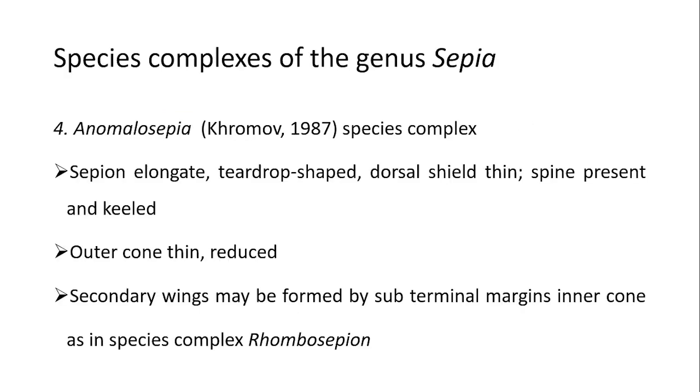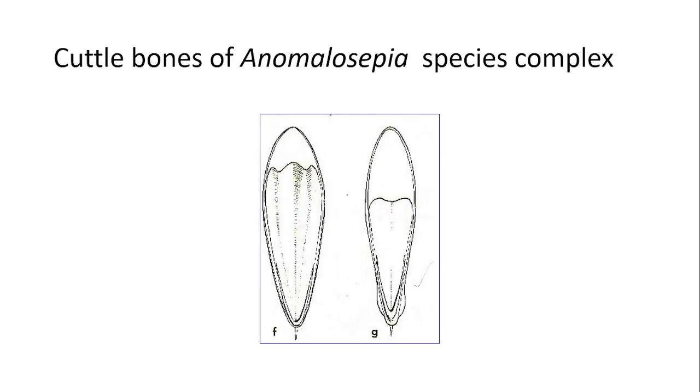Next, we move to the fourth complex, known as Anomalosepia. This was discovered by Khromov in 1987. The sepium is elongate, the dorsal shield is thin, and spines are present and keeled. The outer cone of the thin is reduced. Secondary wings may be formed by the subterminal margin. The inner cone is as in the Rhombosepion species complex. This is the photographic image of the Anomalosepia species complex.